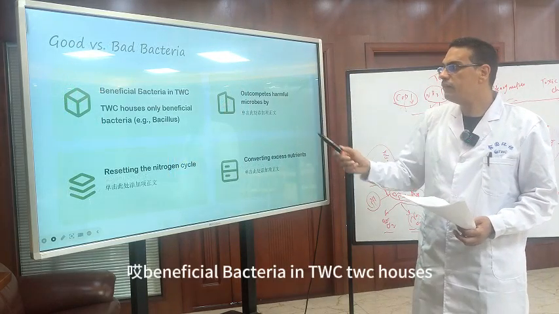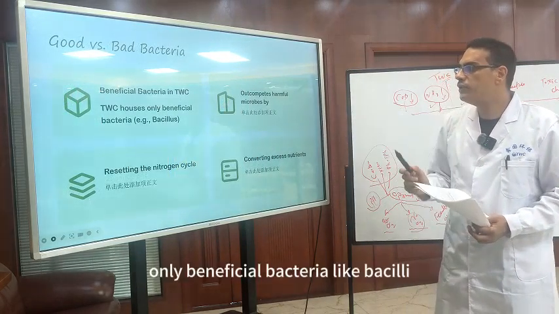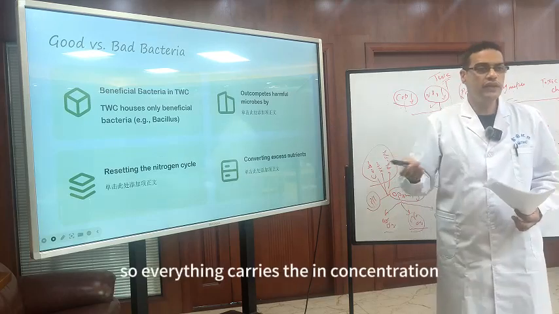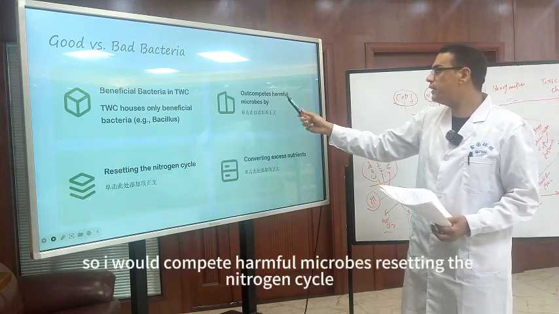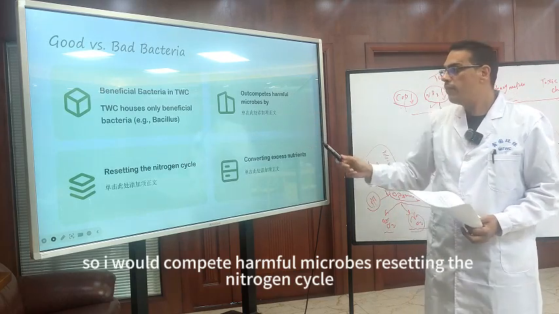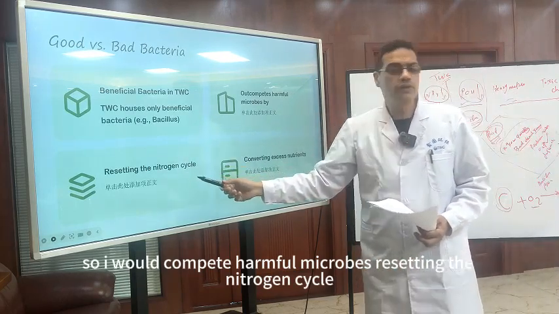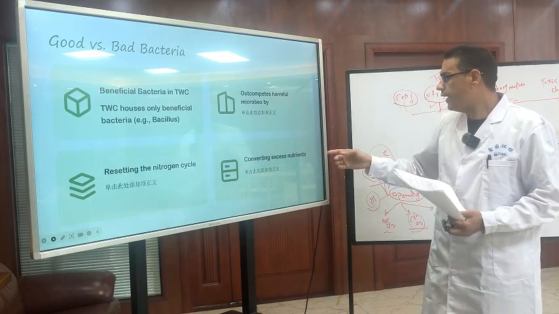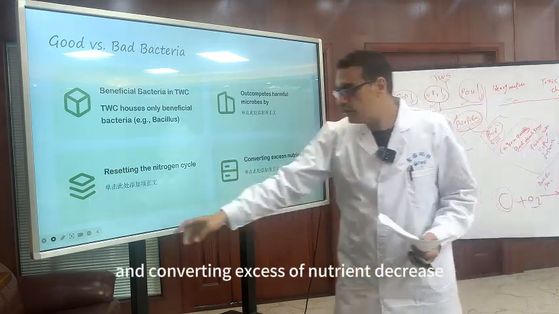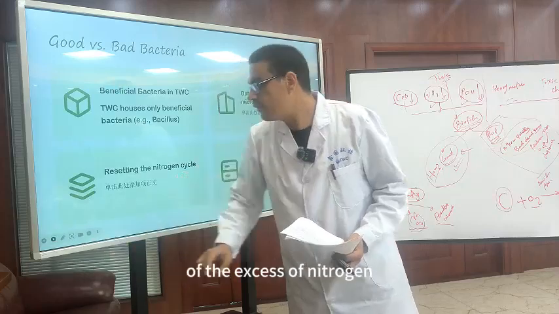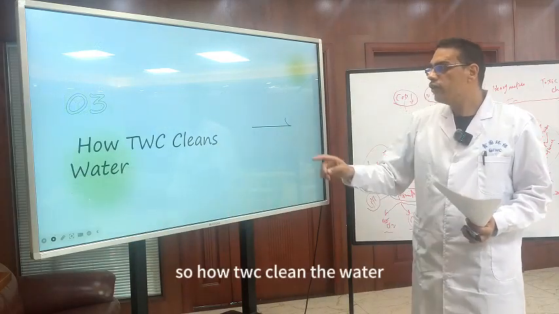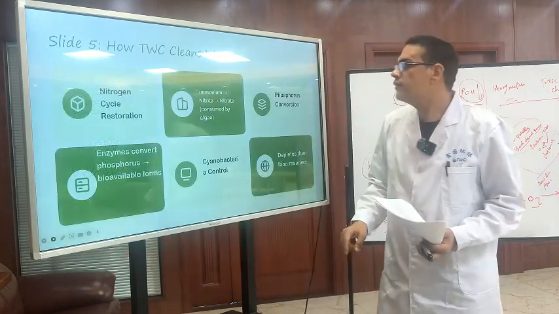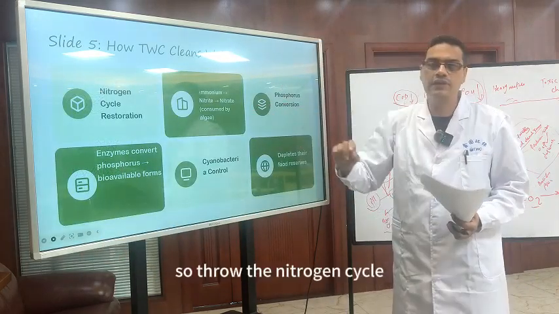Beneficial bacteria in TWC houses only beneficial bacteria like Bacillus. So if it increases in concentration, so outcompete harmful microbes. Resetting the nitrogen cycle, so the nitrogen cycle can occur, and converting excess of nutrient, decrease of the excess of nitrogen. So how TWC cleans the water? So through the nitrogen cycle.